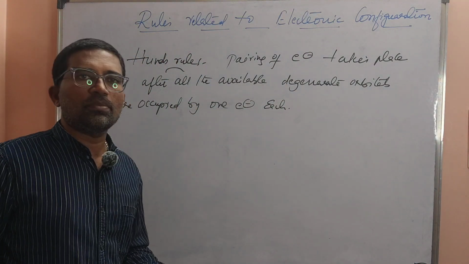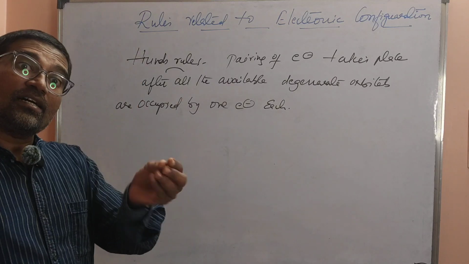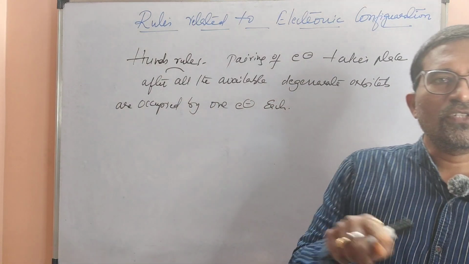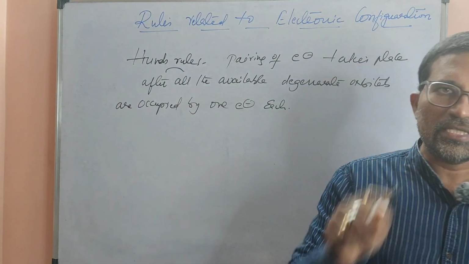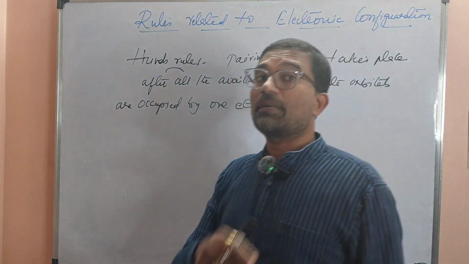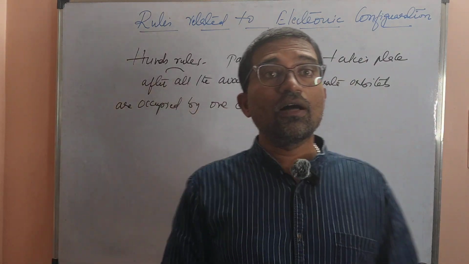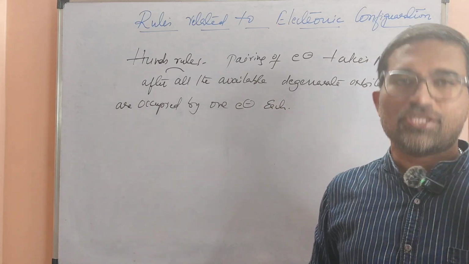In some books, it may be given as follows: whenever degenerate orbitals are available, pairing of electrons takes place after all the available degenerate orbitals are occupied by one electron each. You can write the statement like this also.